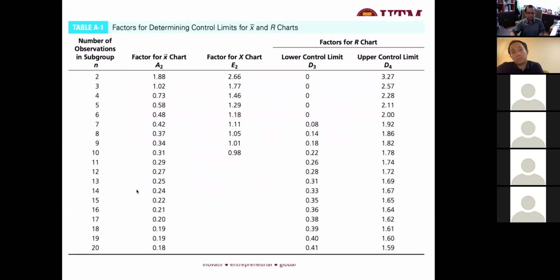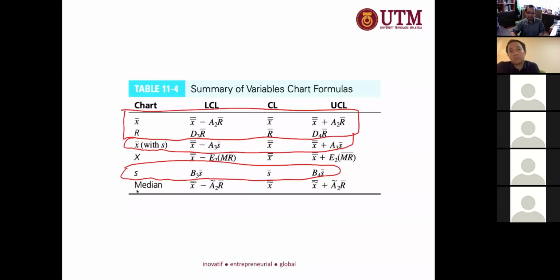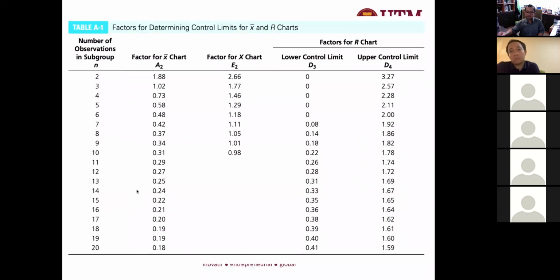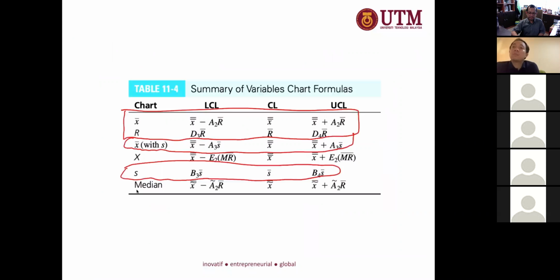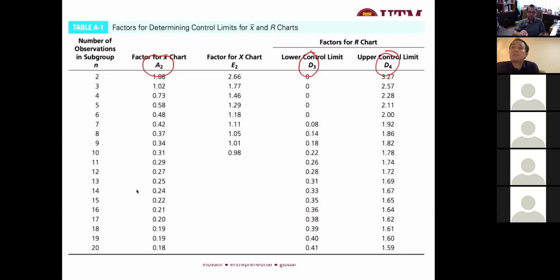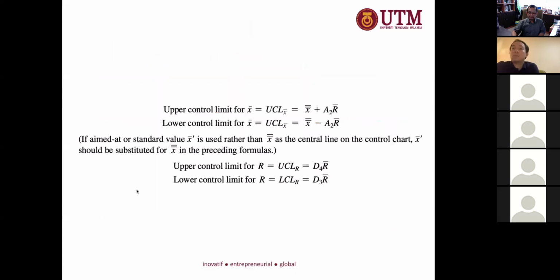Okay, this is the full table actually. A2 is for the X bar chart, D3, D4 is here, D3, D4 for our R chart, A2 also for the X bar chart. And we also have E here; if you want to use this one as well, no problem. But again, I repeat, if we have more than 6 samples in a subgroup, you can use the X bar S table.